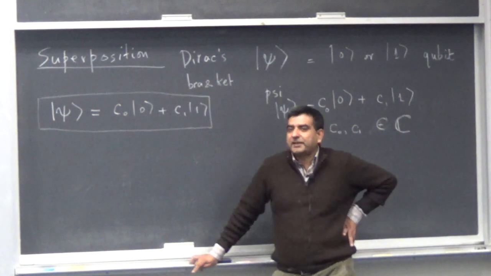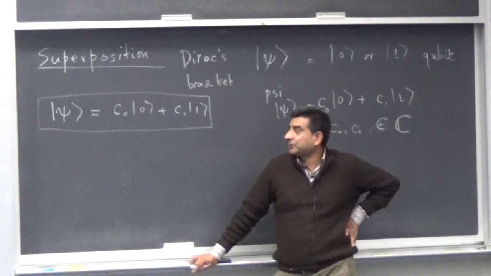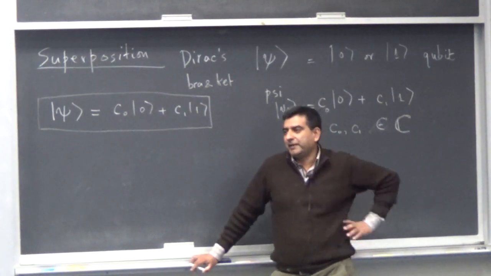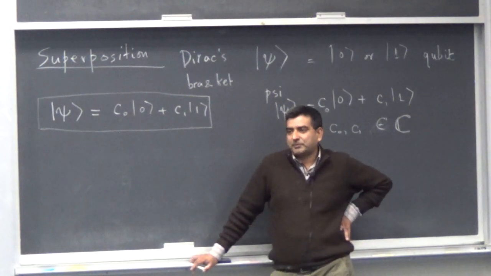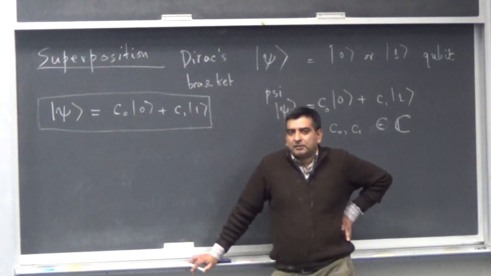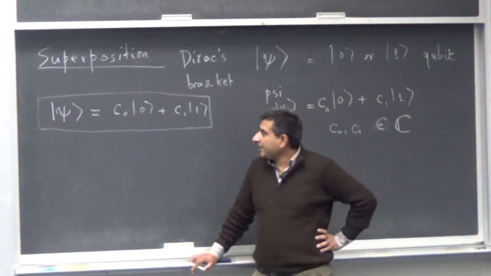Then we will see how we observe, the state collapses, and then this superposition goes away in most cases. And talk about measurement and probabilities. All right, so this is our quantum state.